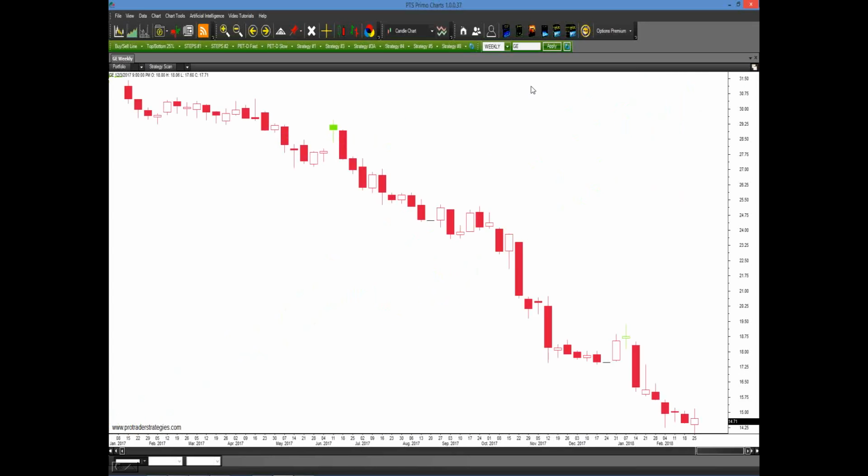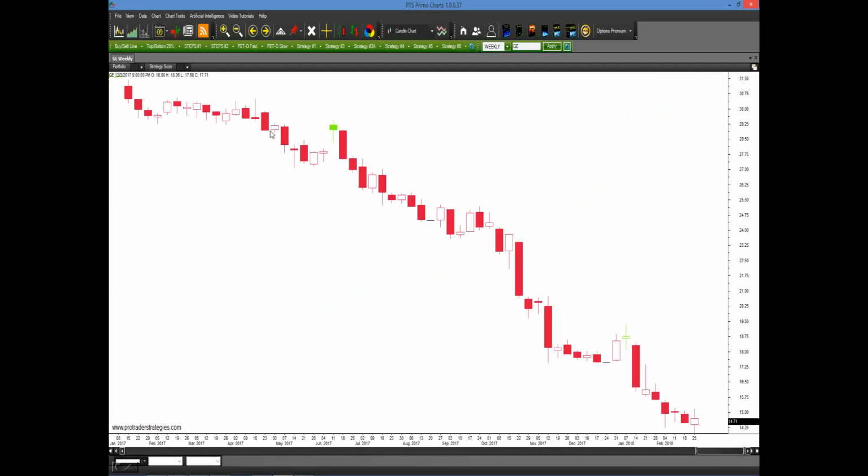Here's a weekly chart of GE. Obviously, this stock has been getting killed this past year. This is from January of 2017 all the way up into February. If you were looking for a stock to short, I can't think of a better example. Now, I'm not saying you would have shorted, if you want to get puts, or let's just say you were long this stock.